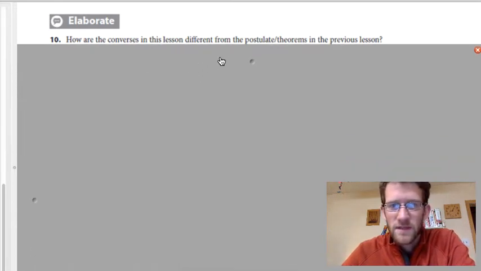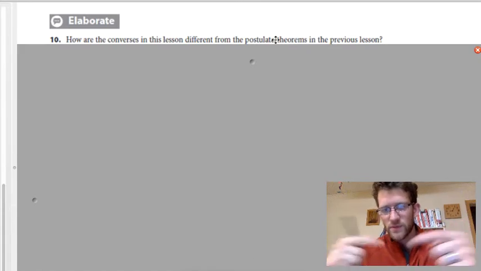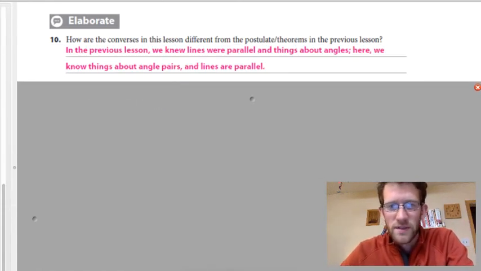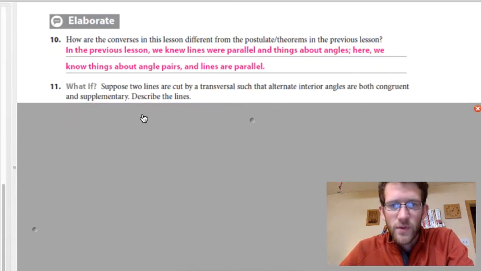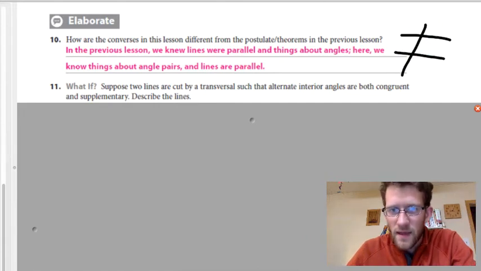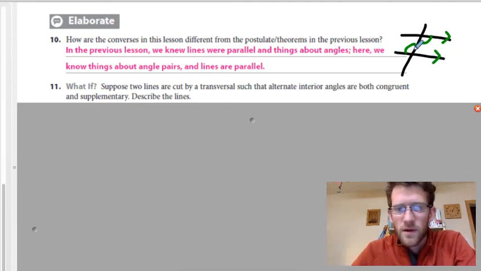How are the converses of this lesson different from the postulates and theorems? Remember, we switched the ifs and thens. So basically, our only conclusion is that the two lines are parallel. Suppose two lines are cut by a transversal such that alternate interior angles are both congruent and supplementary. So let's draw a little picture here. Here's my line, and I'm going to cut with a transversal. They're saying that alternate interior angles, so this angle here and this angle here, are not only congruent, which happens when these lines are parallel, right? But that they're also supplementary.